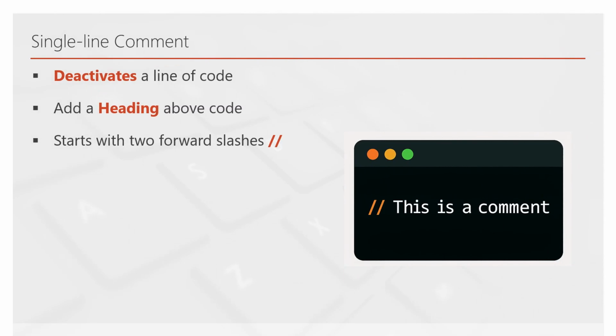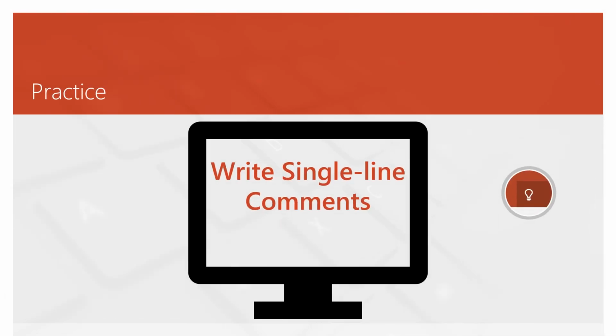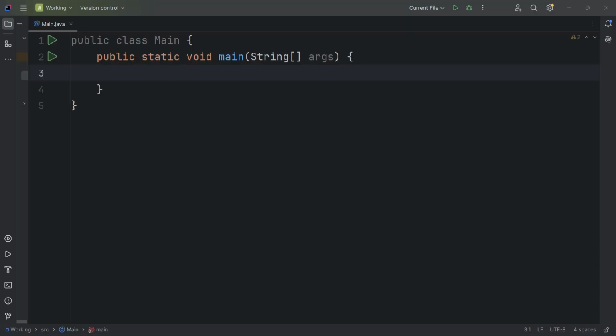A single-line comment deactivates a single line of code, and you can use it to add a heading above your code. Single-line comments start with 2 forward slashes, as shown here. For our coding practice, we will write single-line comments. So you write a single-line comment with 2 forward slashes like this, and then put some text there. So I have this read single-line comment. Now, if you run your program, this comment will be ignored.